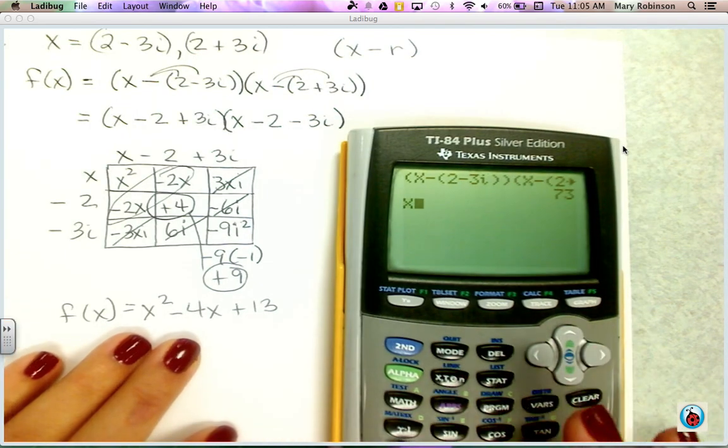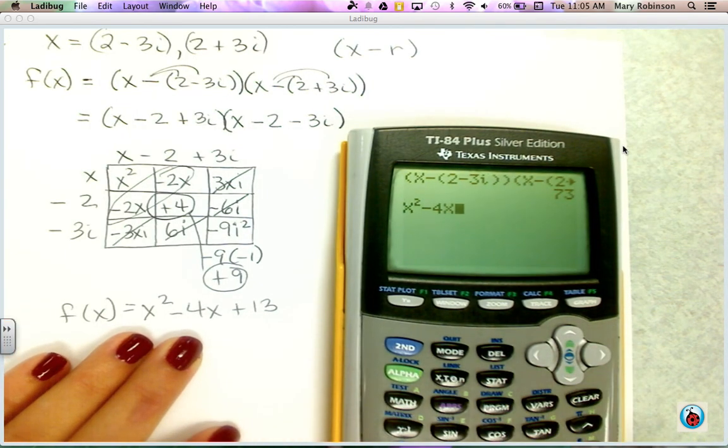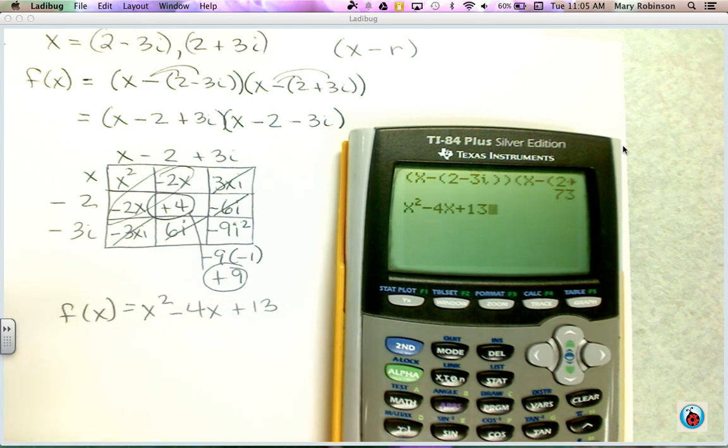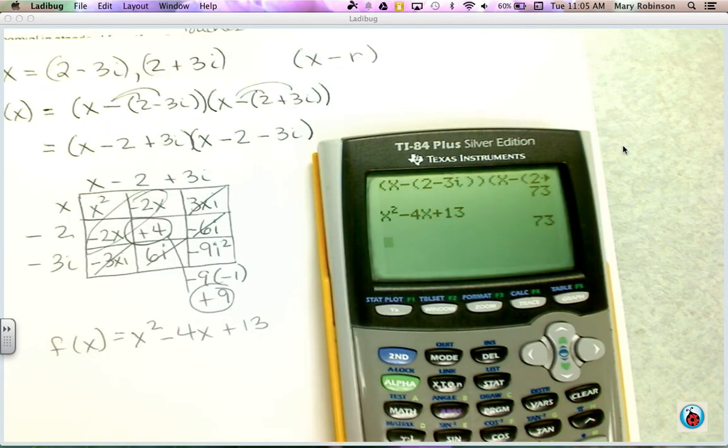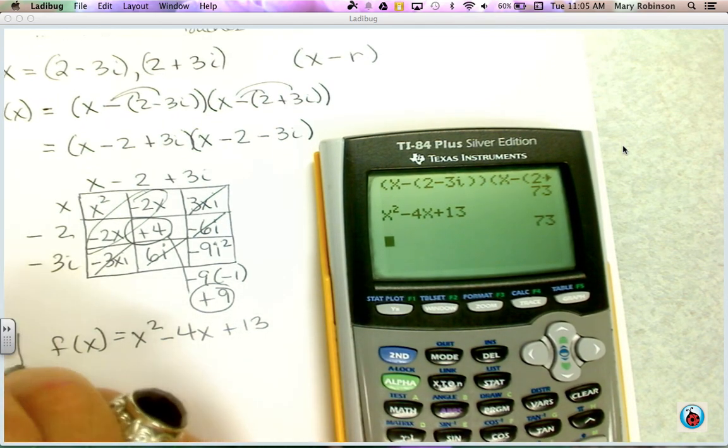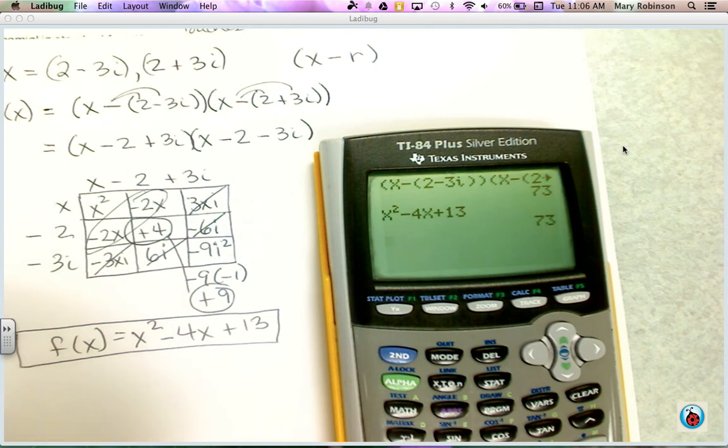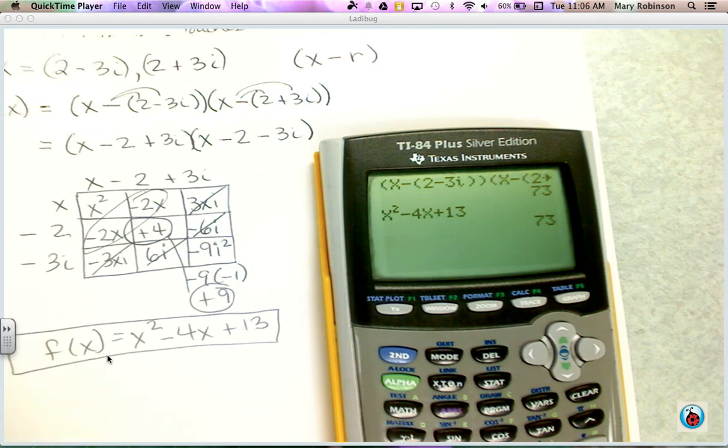And now I'm going to type in x squared minus 4x plus 13. Fingers crossed it comes out to equal 73, and it does. So that tells me that my polynomial is correct. Answer in a box, and that concludes problems 5 through 7. In the next video, I'll work out problems 8 and 9.